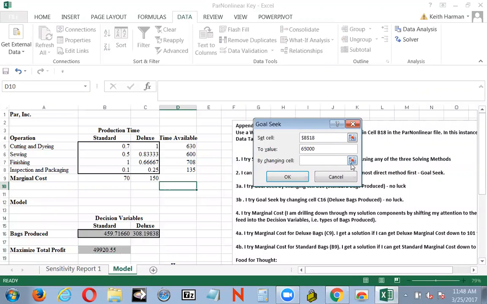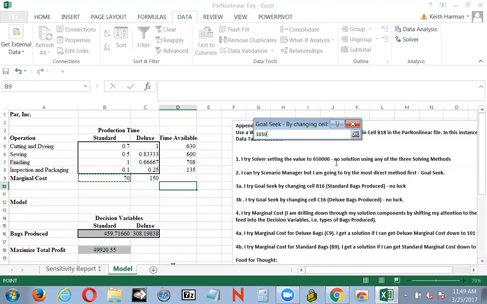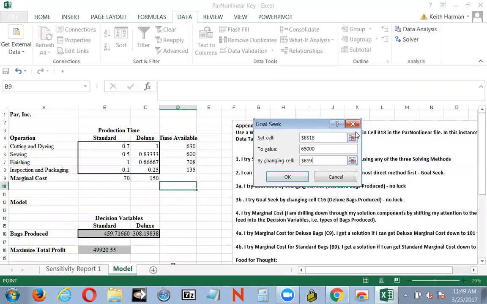And this time I'm going to do it by changing cell B9, which is the marginal cost for standard bags. Now, again, in BISS 1123, we did total cost. I know you've covered total cost in accounting, you've covered it in econ. Total cost equals variable costs plus fixed costs. Fixed costs are those that have to be paid. Variable costs are those that change for each additional unit that you produce, on a per unit basis.